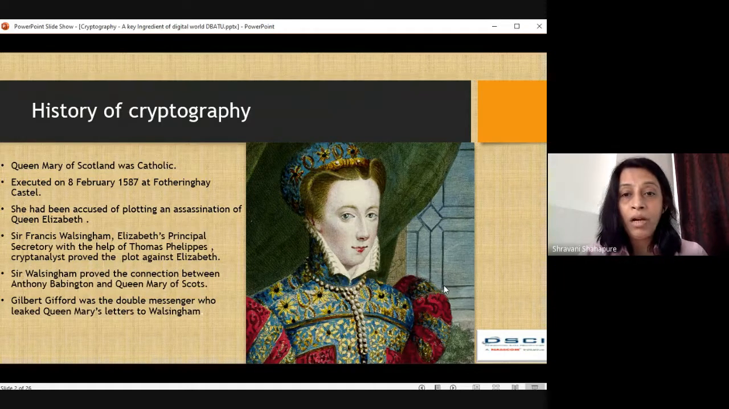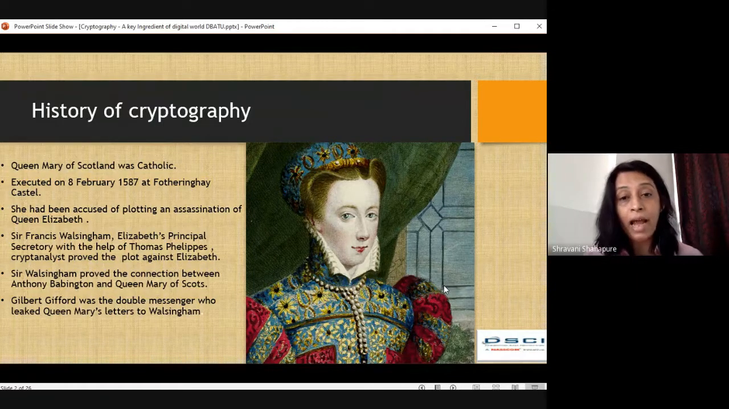Queen Mary's connection to the outside world was Anthony Babington, and there was some communication going on between them. Francis understood this, and he was telling Queen Elizabeth that there is a plot going on. But Queen Elizabeth was very hesitant to give any order. Francis was not only the principal secretary, but also a very good spy, and he decided to dig into this entire plot.